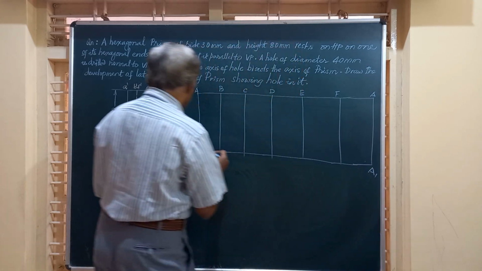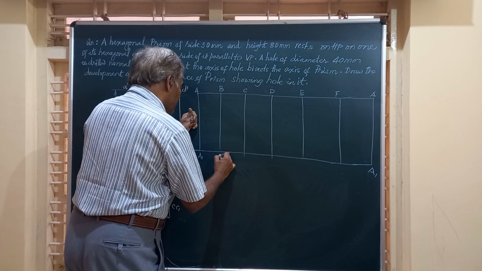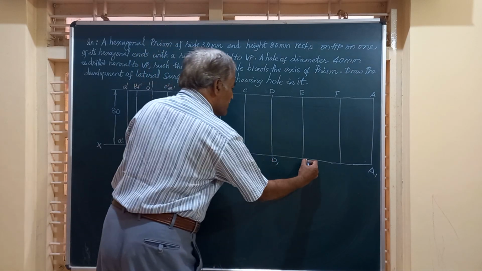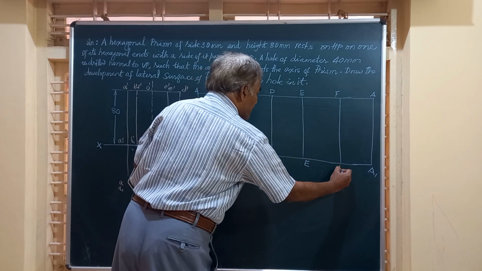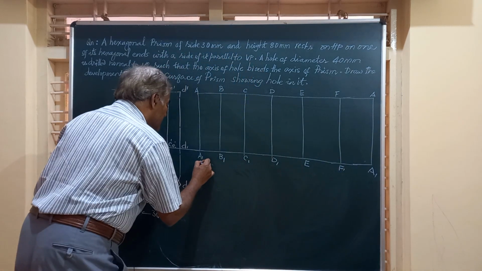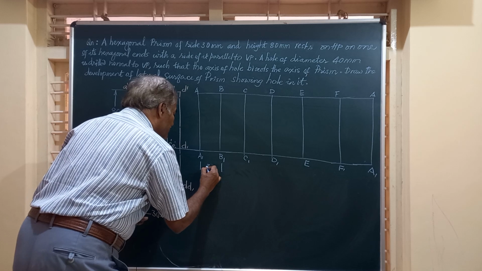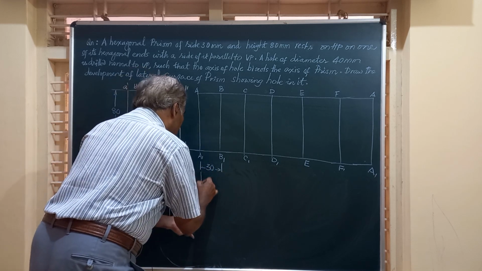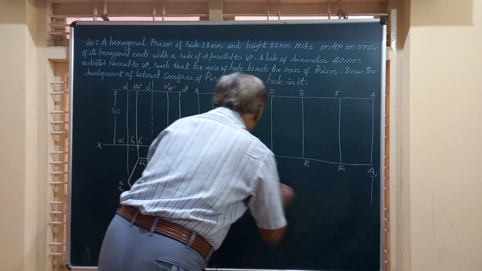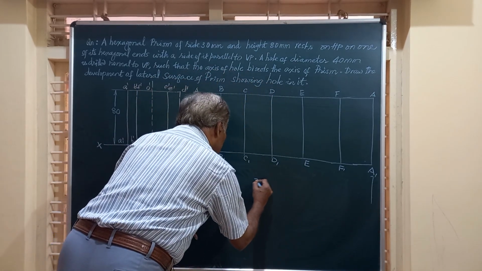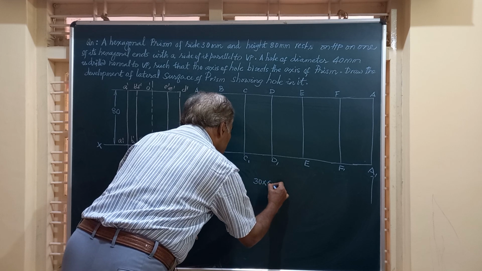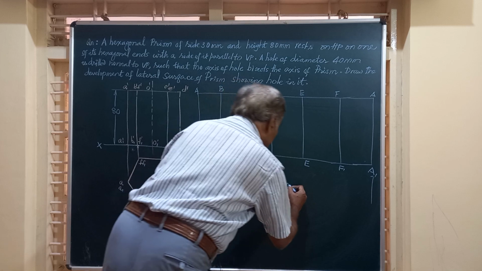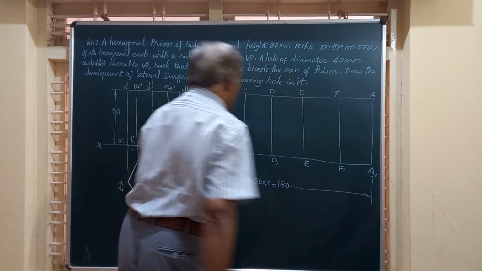This is A1, likewise A1 here. This is B1, point C1, D1, E1, and F1. We'll mark this dimension as 30 mm. So each of these will have 30 millimeter, and the total length of that is going to be 30 into 6. 30 multiplied by 6, that is 180 millimeter. That is the length of that, or the width, whatever you call.